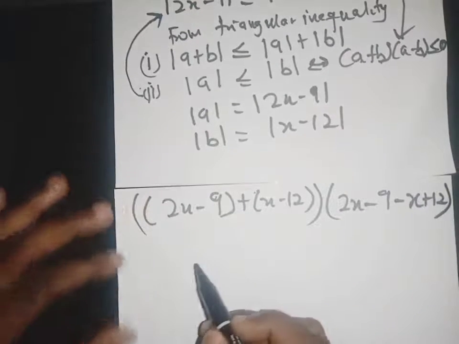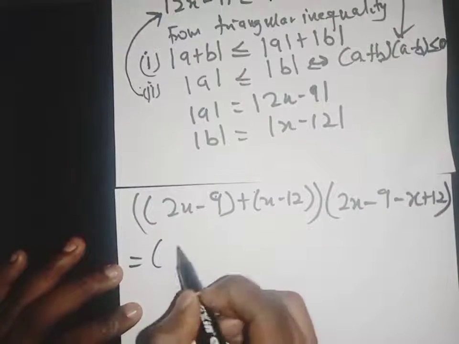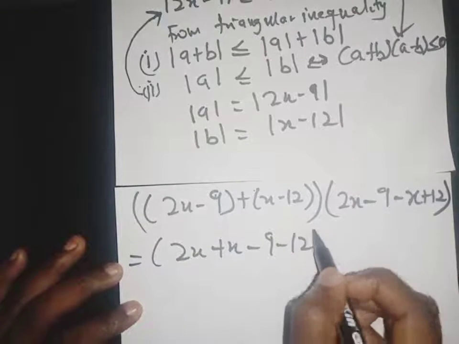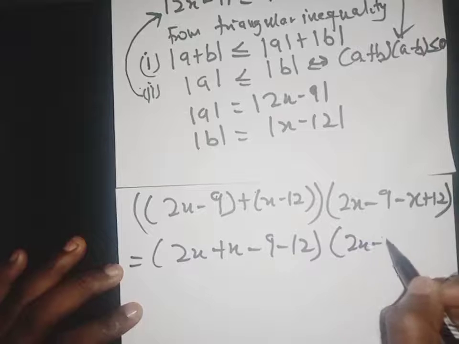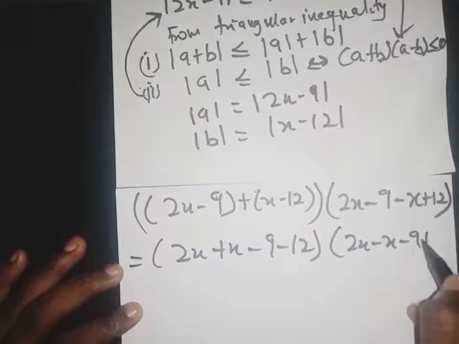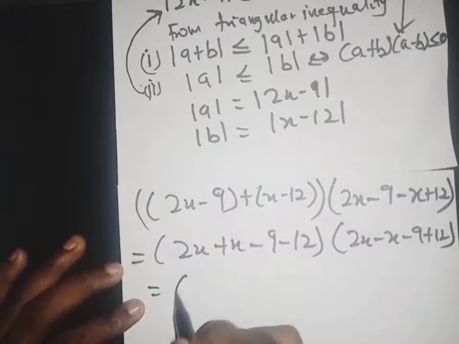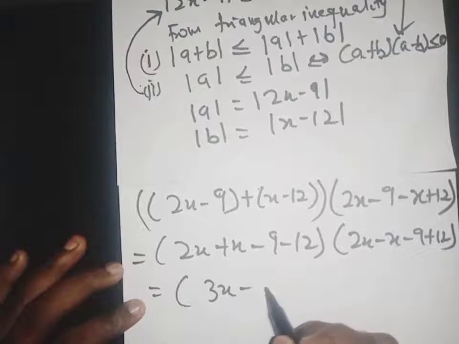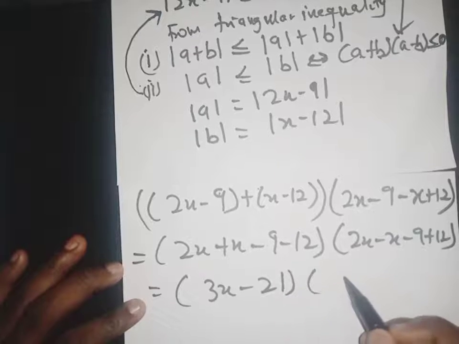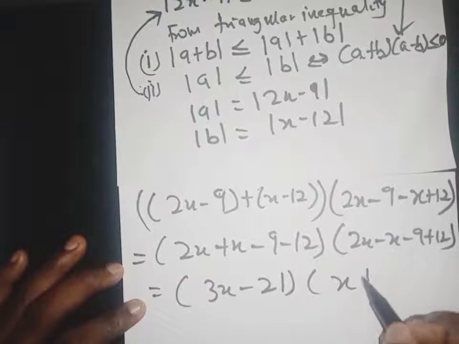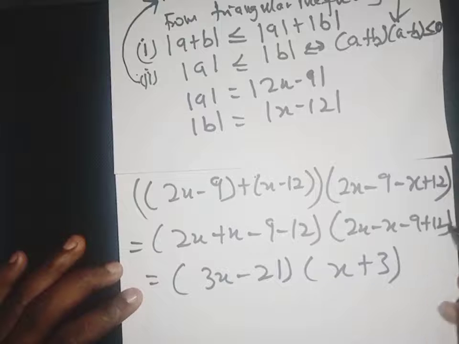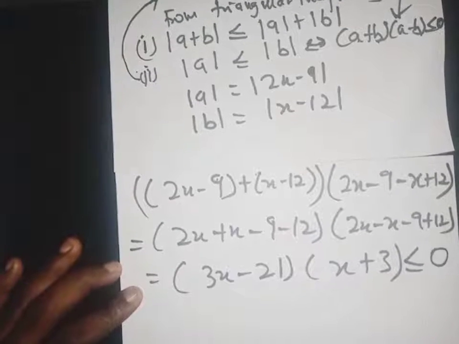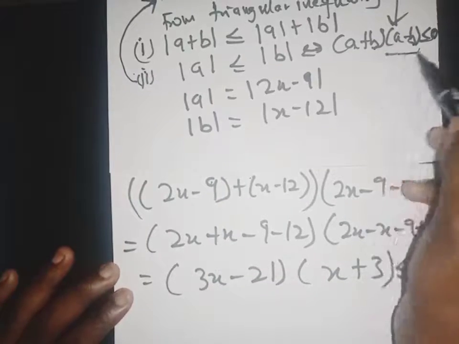So from here we have 2s plus s minus 12 minus 9 minus 12 here, and then we have 2s minus s minus 9 plus 12 here, and then we have 3s minus 21, and then we have just s here plus 3. In this case, remember it is less than or equal to 0, right? From this property here, right?